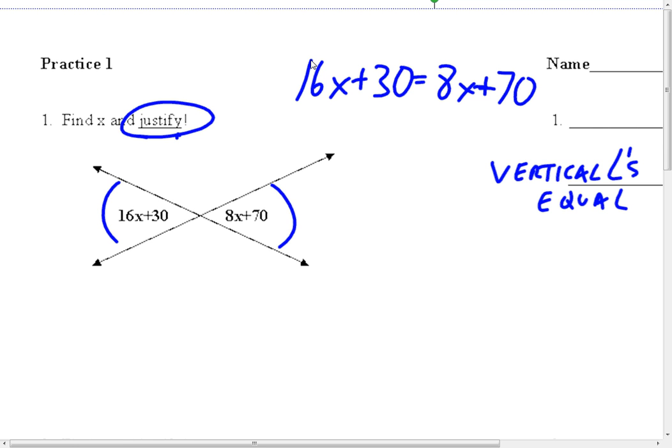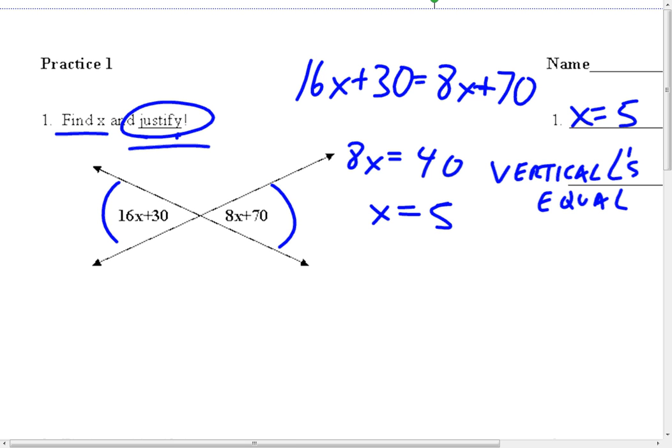And I'm assuming you ended up with 8x equal to 40 and then x equal to 5. On the test, make sure that you go back and check to see that you've actually answered the question. Did we find x? Did we justify? You'll get full credit.